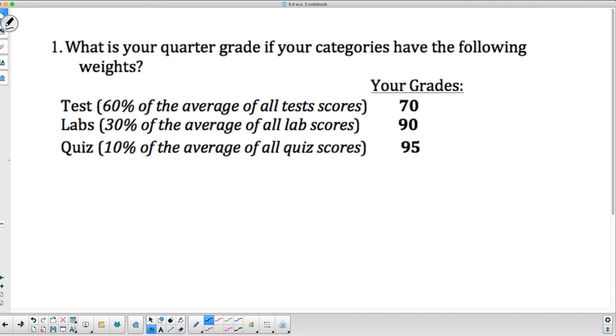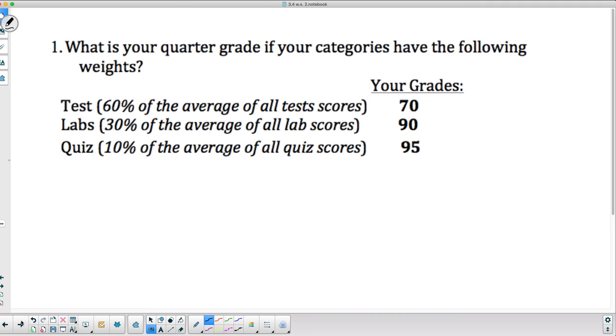Here's the one thing I will go through though. What is your quarter grade for categories that have the following weights? 60% of your total score is tests, 30% is lab scores, and 10% is quiz scores. So what we do, this is called a weighted average. Weighted average is how we actually find the atomic mass, because it's a weighted average of all the isotopes. So this actually will represent exactly the same kind of thing that we would do. Let me make sure I have my calculator here.